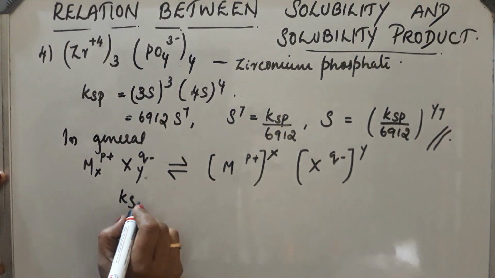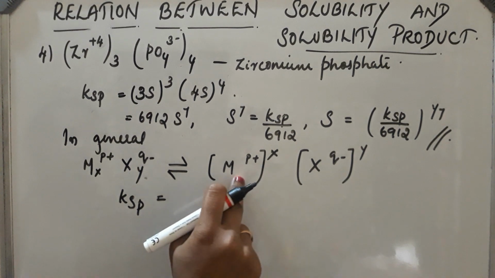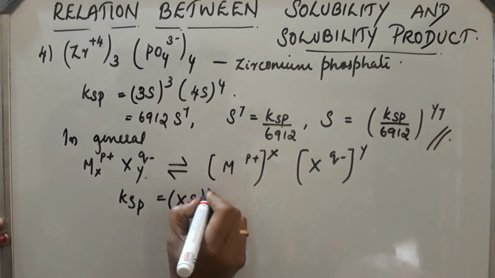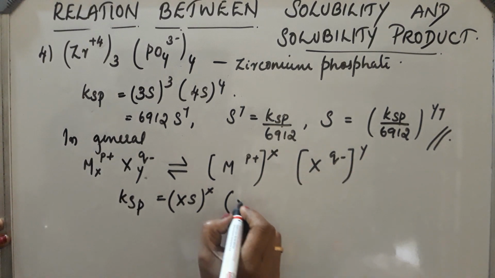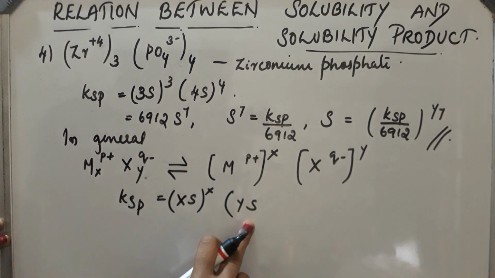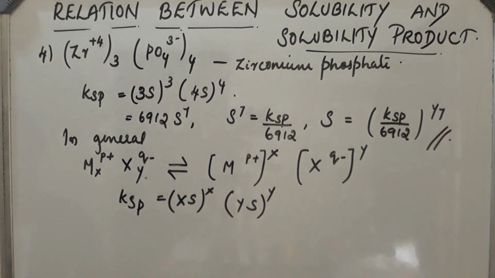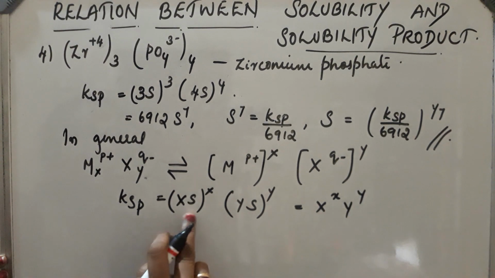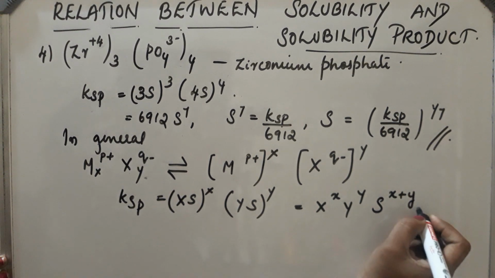The concentration of these two ions. The concentration of this ion is S, so XS whole raised to X, and here it will be Y times S, so Y times S whole raised to Y. So this will be equal to X raised to X, Y raised to Y, S raised to X plus Y. Okay, this will be the case.